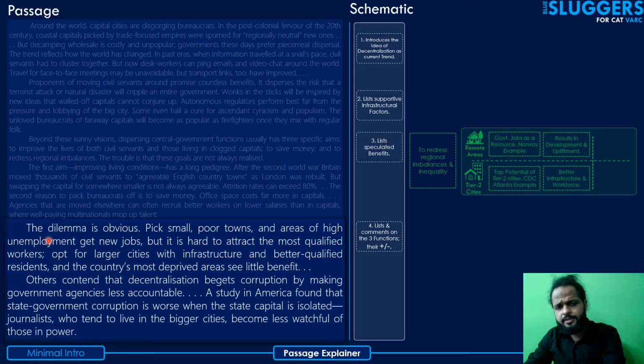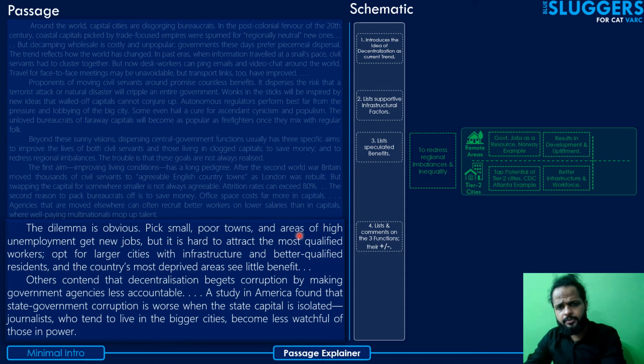So the author says the dilemma is obvious. What dilemma? The dilemma of deciding where to move the government agencies to, right? When you decide to move the government agencies and the bureaucrats out of the capital cities, where do you put them? Do you put them in the most remote areas, the most underdeveloped areas, or do you put them in tier 2 cities? That's the dilemma. So the dilemma is obvious.